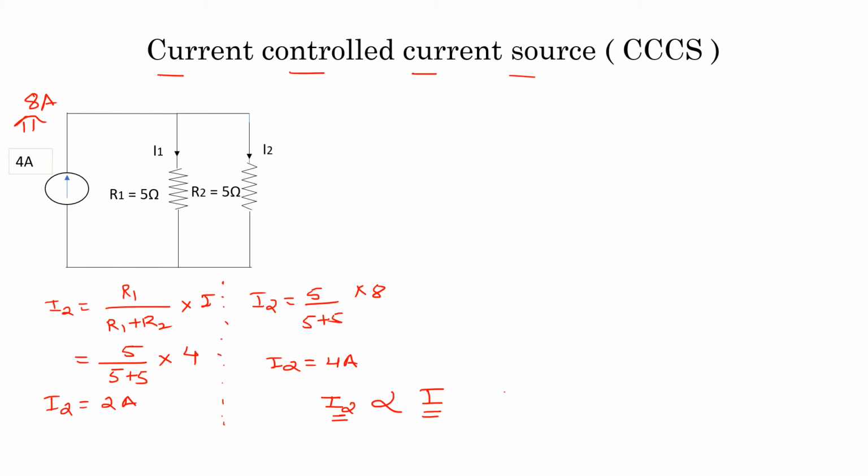So finally I can write I2 is equal to K I. So K is the constant, which is equal to I2 divided by I. The symbol for current controlled current source is this. Again, arrow indicates the current source, and this I indicates that my I2 depends on the input current I.